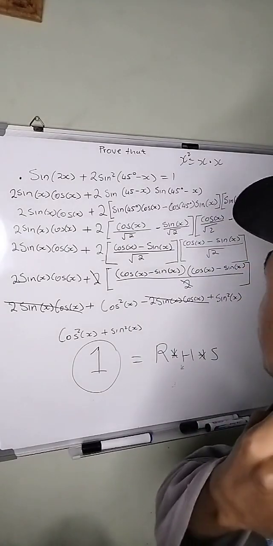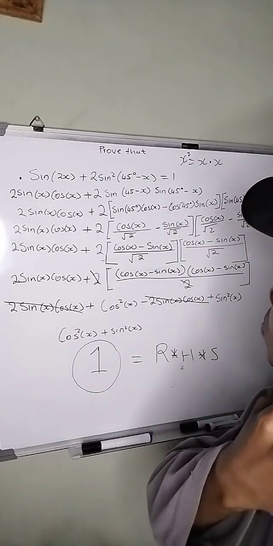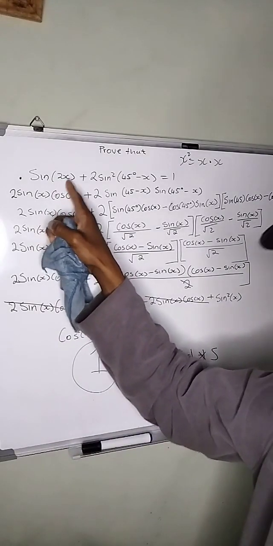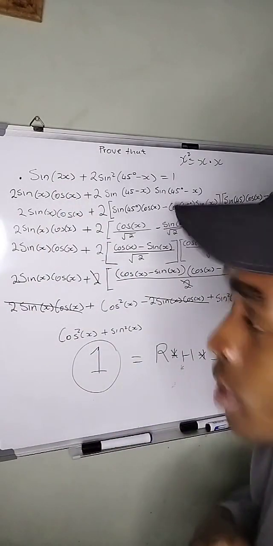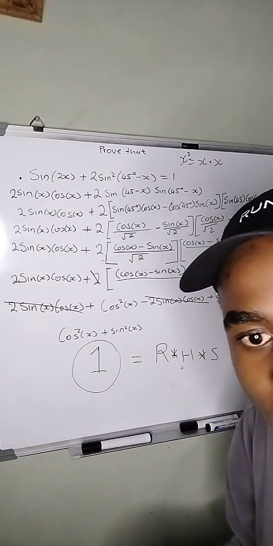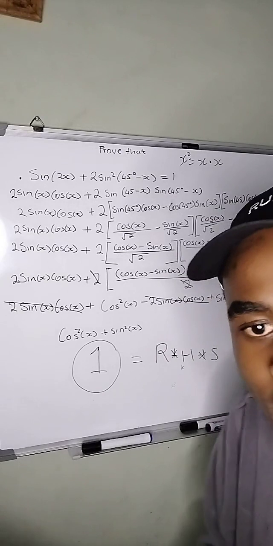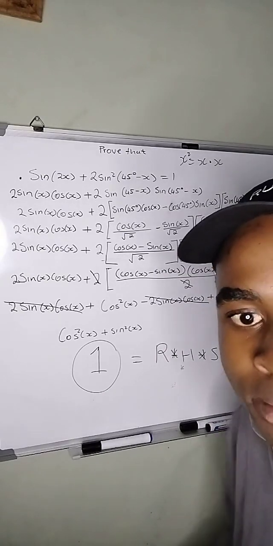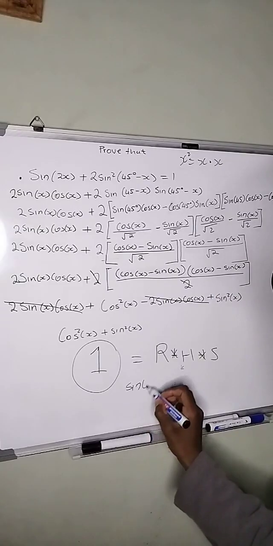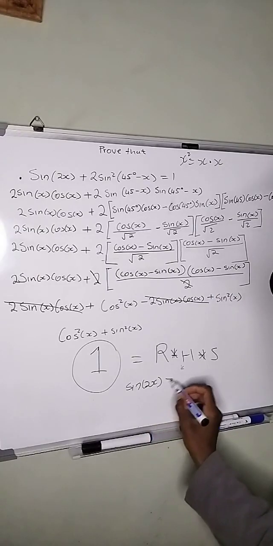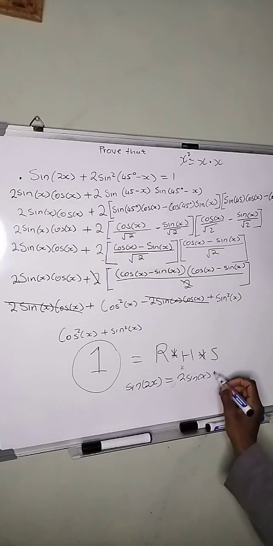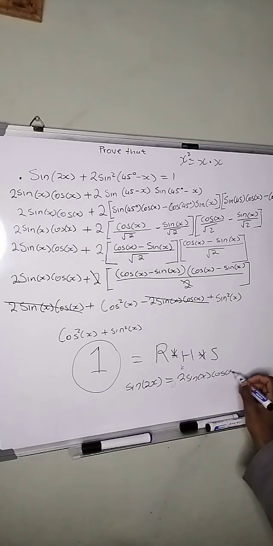Step 2. This is the identity, my friend. Oh yes, it's the identity. Sine 2x is going to be equal to 2 sine x cos x.